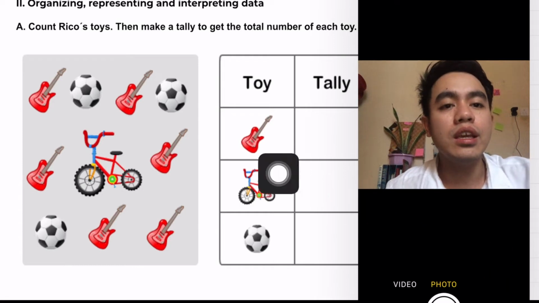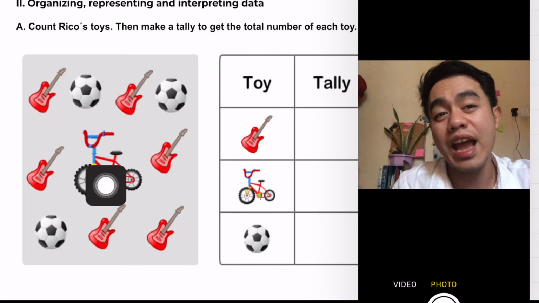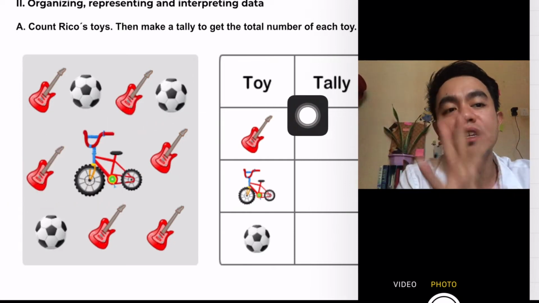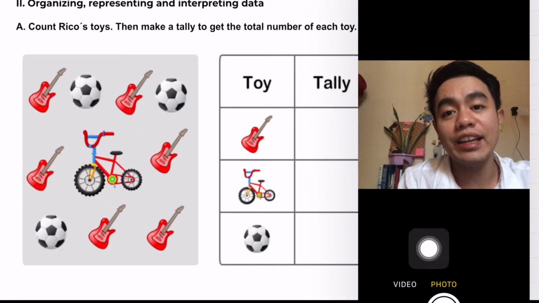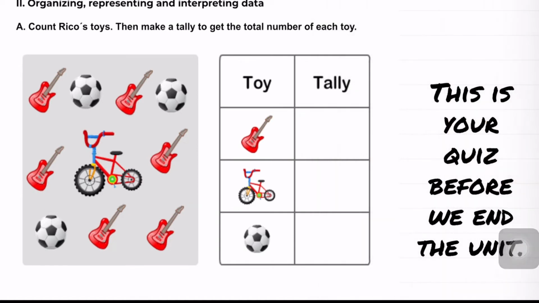So if you see, this part is confusing. This data is confusing. It's not organized. Now you want to organize the data. That's why you're making a tally. That's how important it is. I will explain to you more later on.